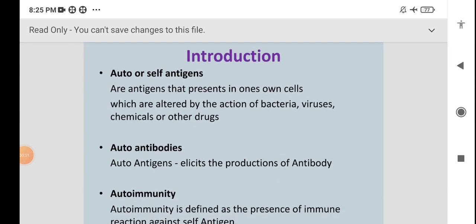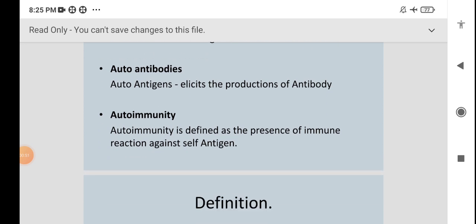Introduction. Auto or self antigens are antigens that are present in one's own cells, which are altered by the action of bacteria, viruses, chemicals, or other drugs. The autoantibodies, what are these? These are produced when the autoantigen elicits the production of antibody. Autoimmunity is defined as the presence of immune reaction against self antigens.